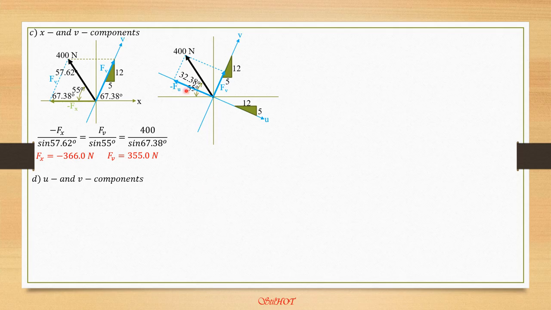So from the figure, negative FU is 400 cosine 32.38 from this right triangle. So hypotenuse times cosine of 32.38 is negative FU, so FU is negative 337.8 newtons. Then FV is opposite to 32.38, so hypotenuse 400 sine of 32.38 is equal to 214.2 newtons.